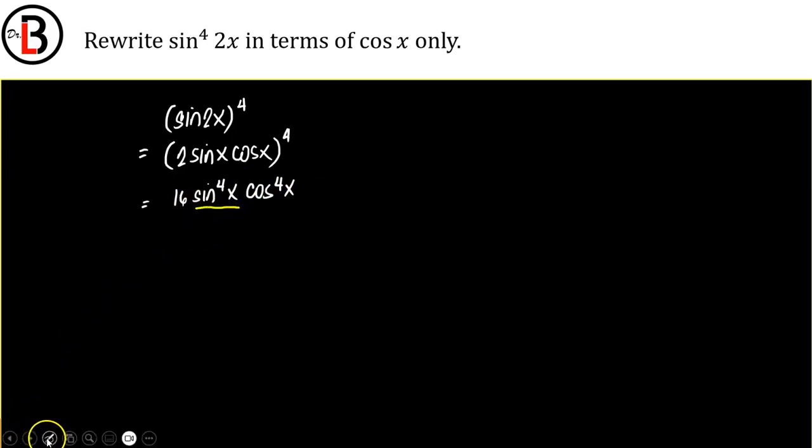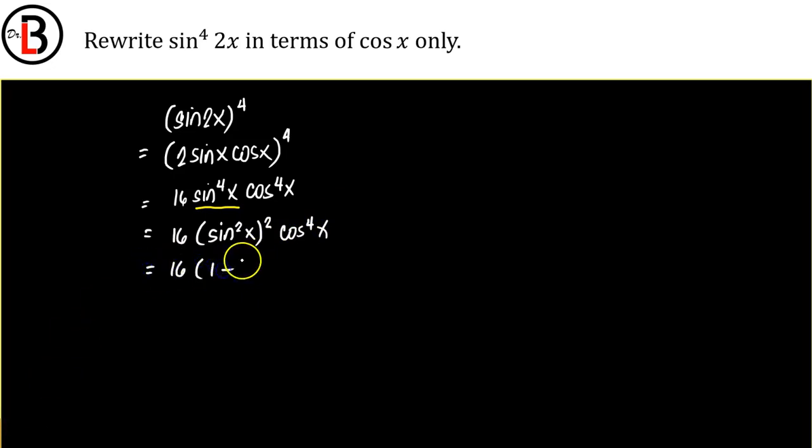So what I would do here is, maybe I can say sine squared x squared, and then this is cosine to the 4 of x. Take note that sine squared x can be replaced by the Pythagorean identity. So I can say this is 1 minus cosine squared of x, and then that's raised to the second power.